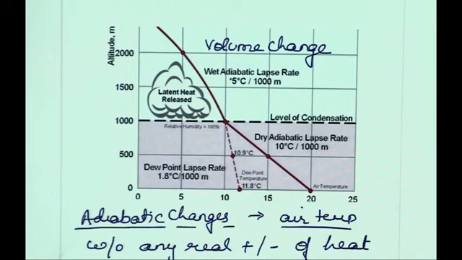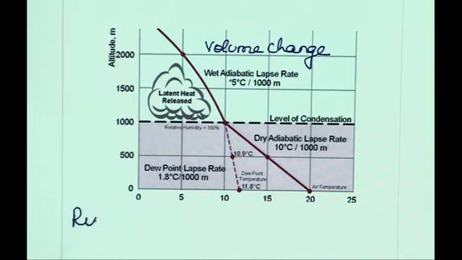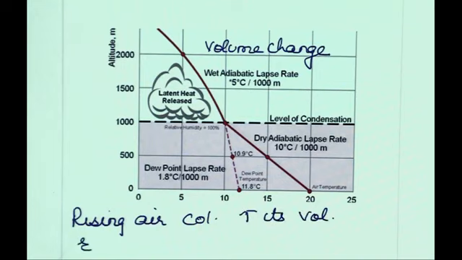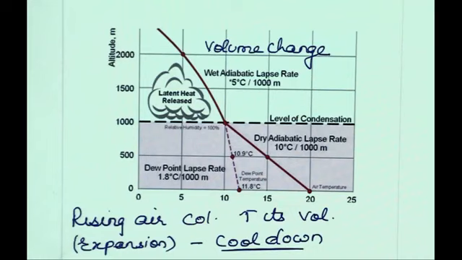And if I have to put it like this, we all can easily understand. A rising air column will increase its volume due to expansion, and it is due to this expansion it will cool down. This cooling process is called adiabatic cooling. Another way of understanding it is that adiabatic cooling is the lapse rate of the air column. Which lapse rate we are talking about? Adiabatic.